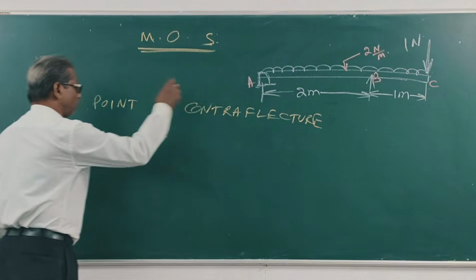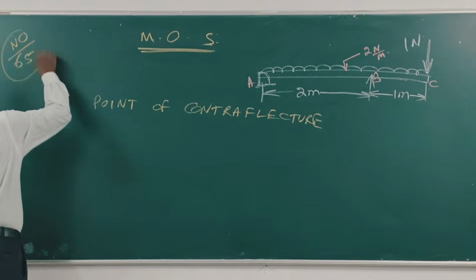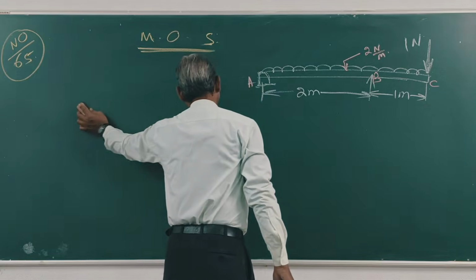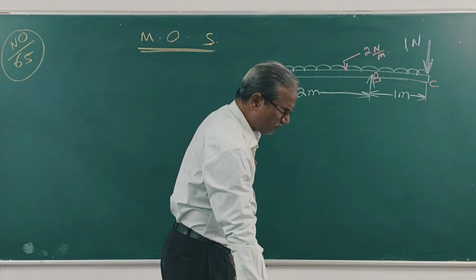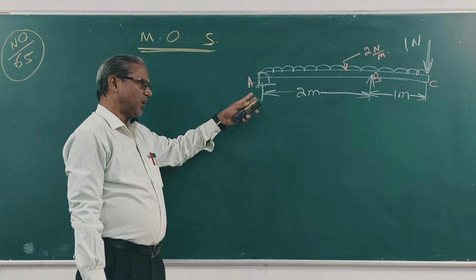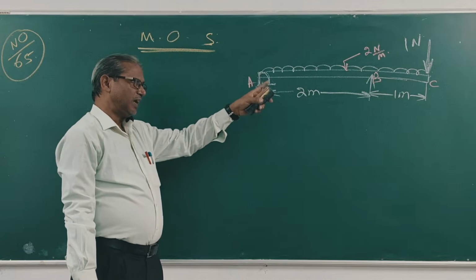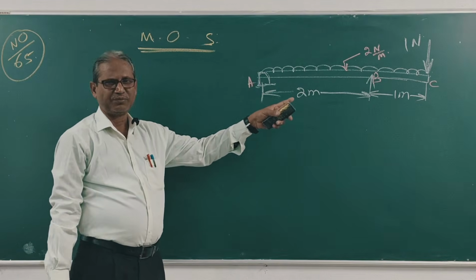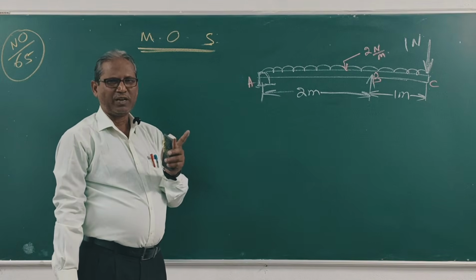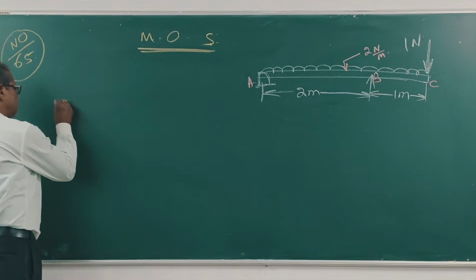Now, this is problem number 65. The question is: a beam ABC carries a UDL of 2 Newton per meter over the entire length of 3 meter and a point load of 1 Newton at its free end C. Draw the SF and BM diagram and find the point of contraflexure. Clear?